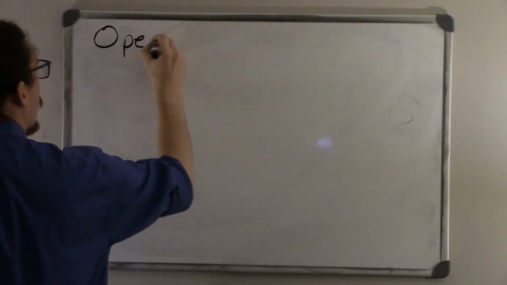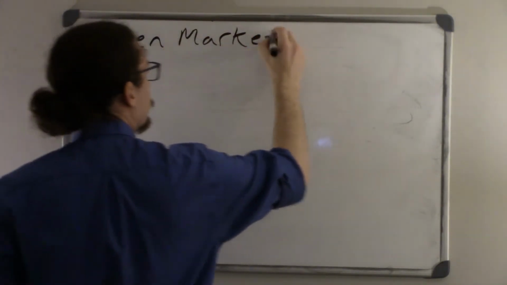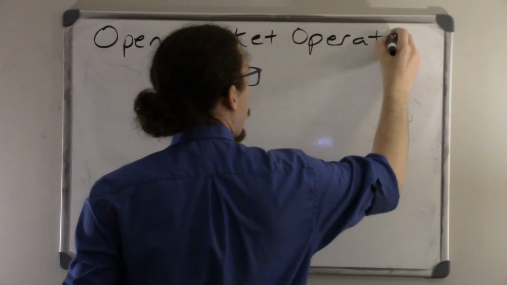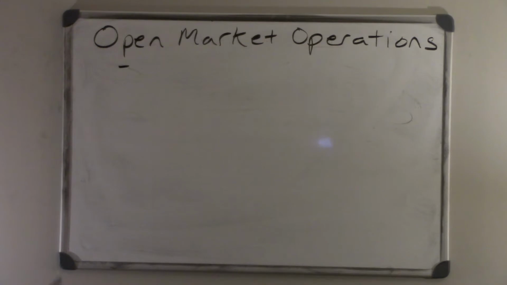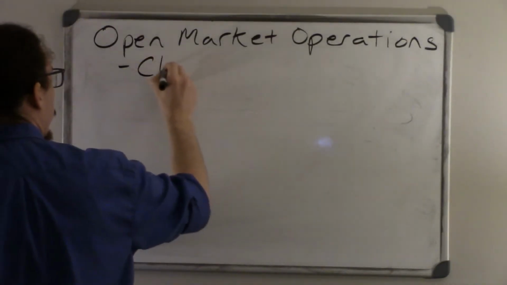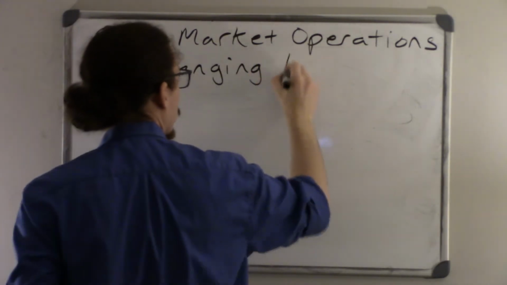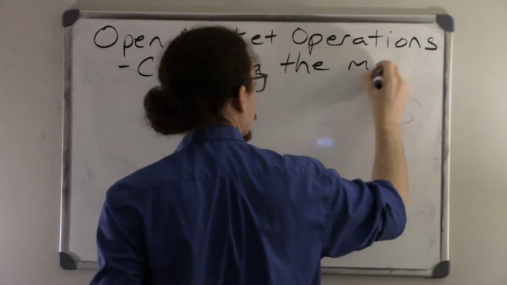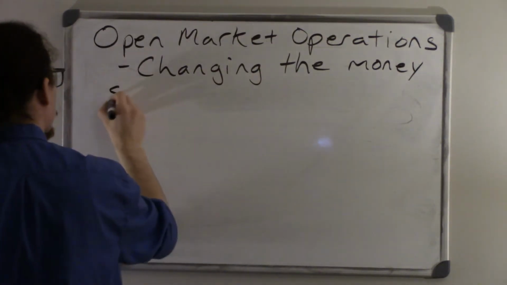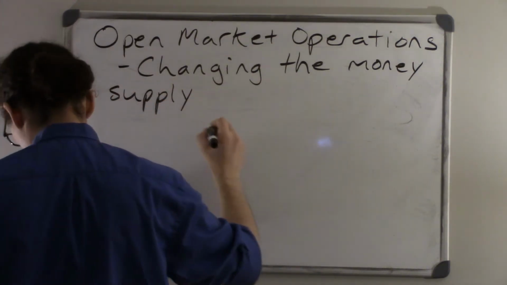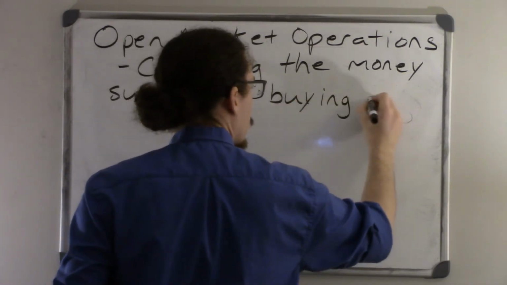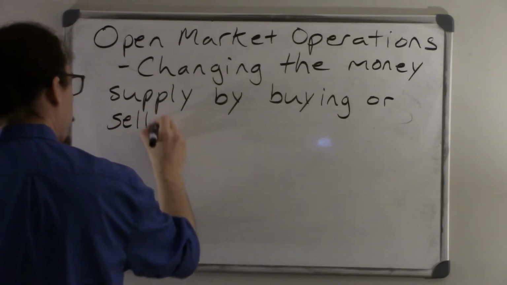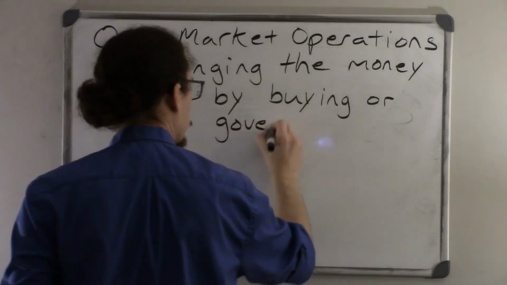All right, but let's go ahead and start looking at our open market operations. So open market operations, this is where the Fed is changing the money supply by buying or selling government bonds.